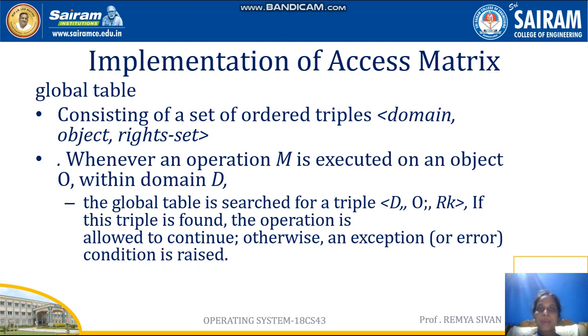And the next one is the implementation of the access matrix. There are different methods to implement the access matrix. The first one is the global table. The global table consists of a set of ordered triples: domain, object and right set. Whenever an operation M is executed on an object O within domain D, you have to search the global table for the triple. If it is there, the access operation is allowed, otherwise no.